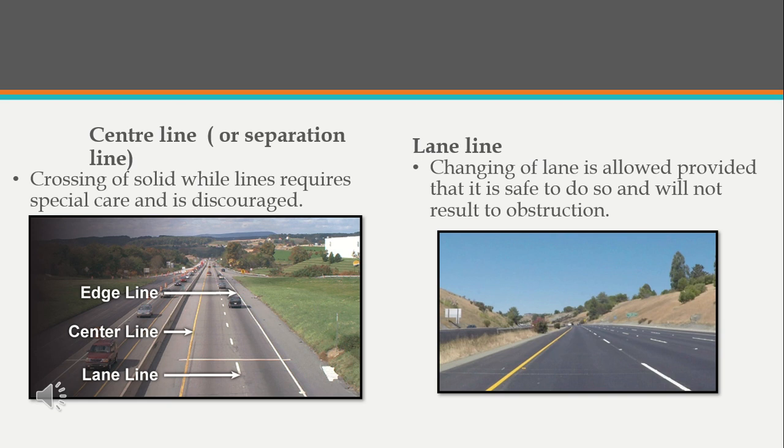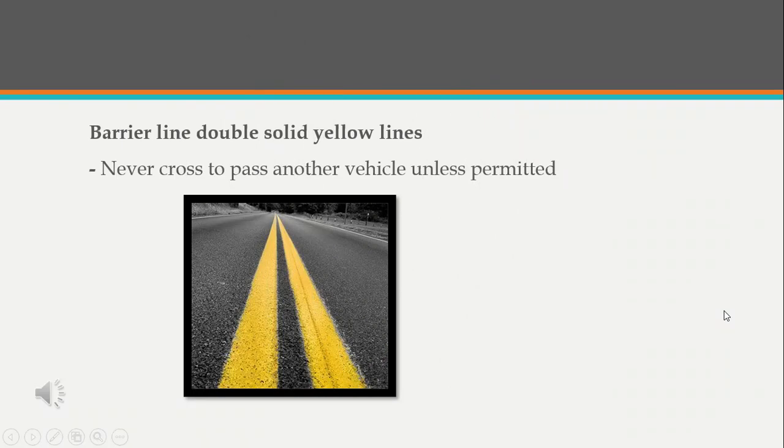The types of longitudinal markings are center line and the barrier line, double solid yellow line. Never cross to pass another vehicle unless permitted. These lines are provided where it is strictly prohibited for drivers to overtake other vehicles. Usually they are seen on curved roads or accident-prone areas where visibility is limited.